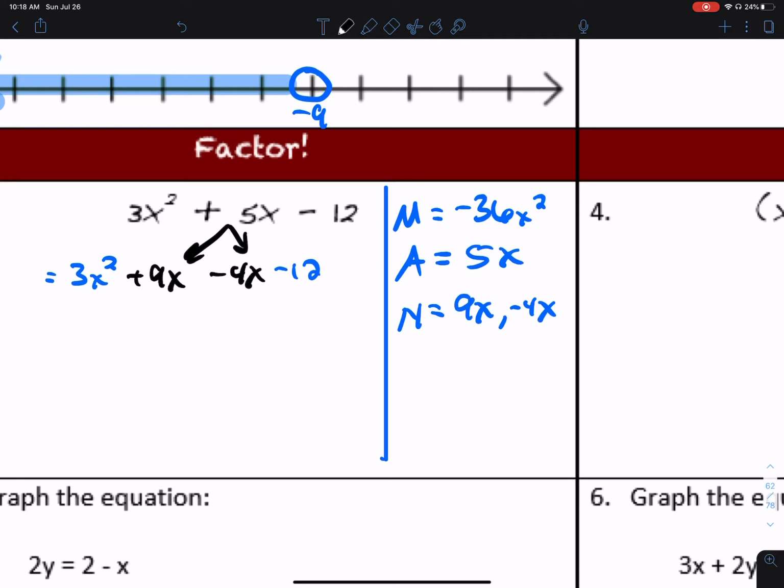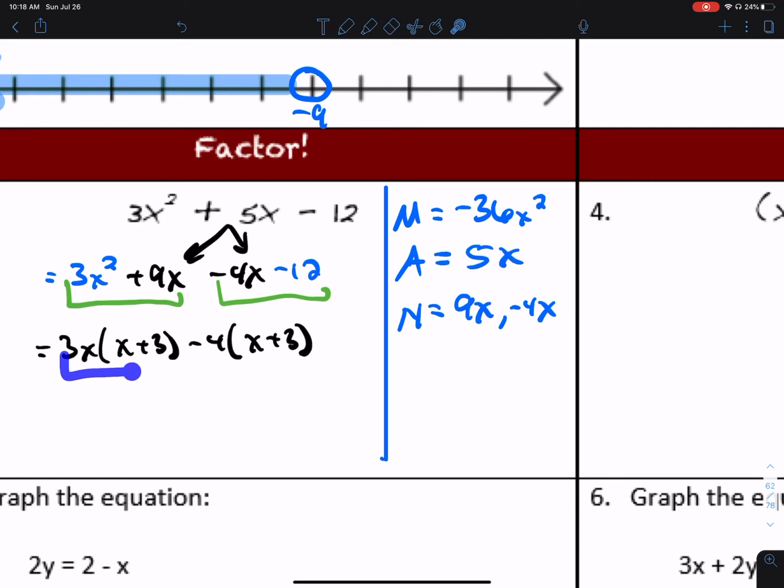Once you've split the middle term, which we just did, now we're going to factor by grouping. Let's group the first 2 terms together and the last 2 together. What's the GCF of this first group? Well, it's 3x, leaving us with x plus 3. What's the GCF of the second group? It's a -4, leaving us with x plus 3.